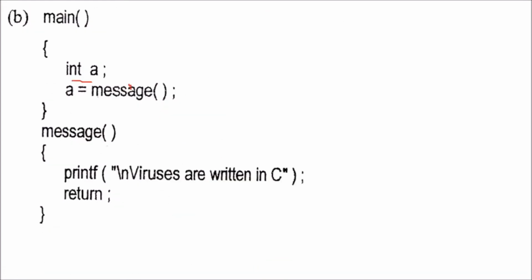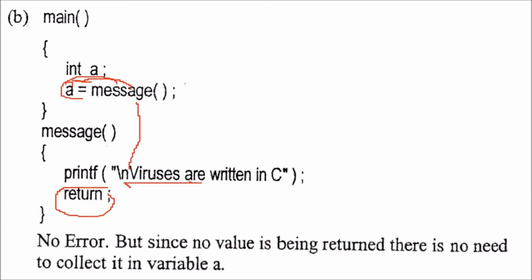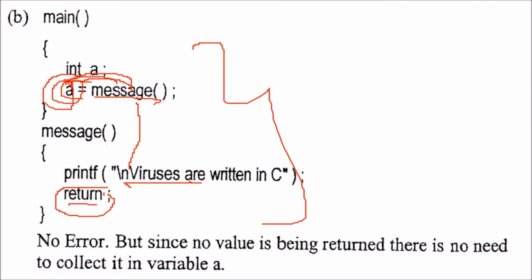This is A. This message has been assigned to A. But this message is showing something and it is not returning anything. When it is not returning anything, you cannot assign it to A. So the error is nothing because there is no syntax error. But since we don't have any value being returned, there is no need to collect A. I am again implying that this program has no problem. The only situation here is it is not returning anything, there is no return. Why are you assigning it to A?